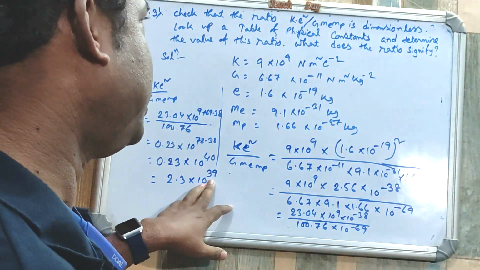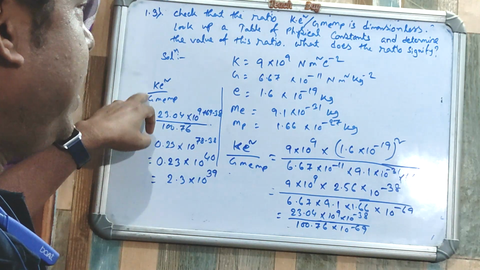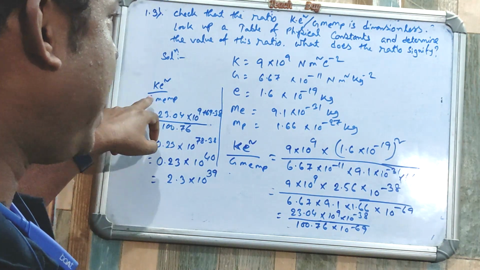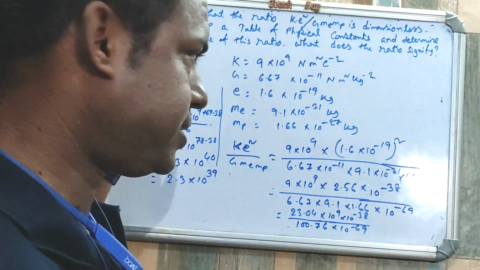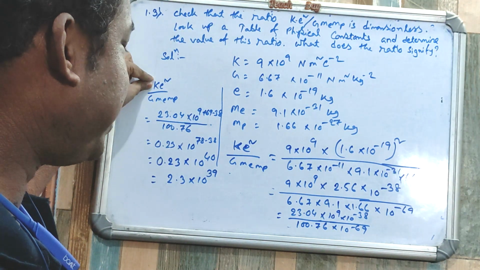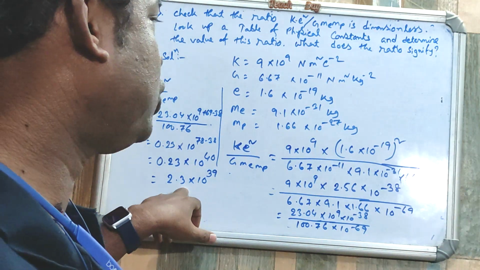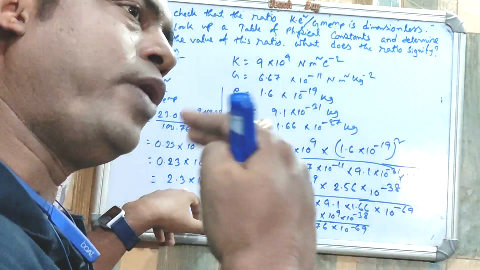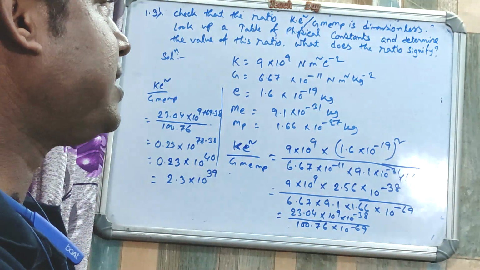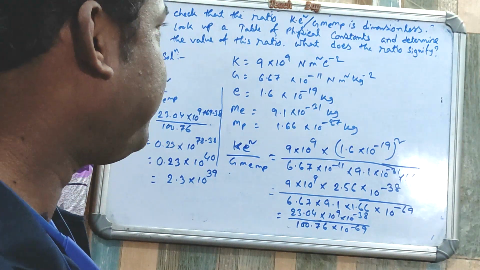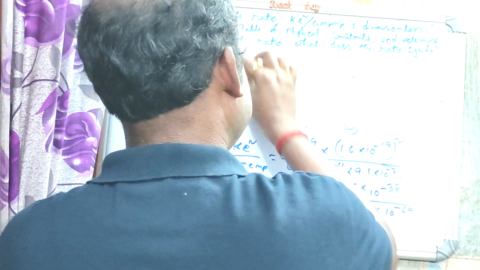So it is much larger, and it represents the ratio of the electrostatic force and the gravitational force. Okay, so electrostatic force and gravitational force, this is the ratio. This value is 2.3 into 10 to the power 39, and it is quite large. So in this case we write that the electrostatic force is much greater than the gravitational force.